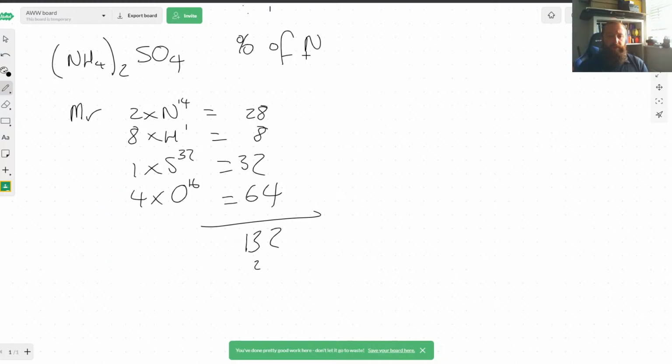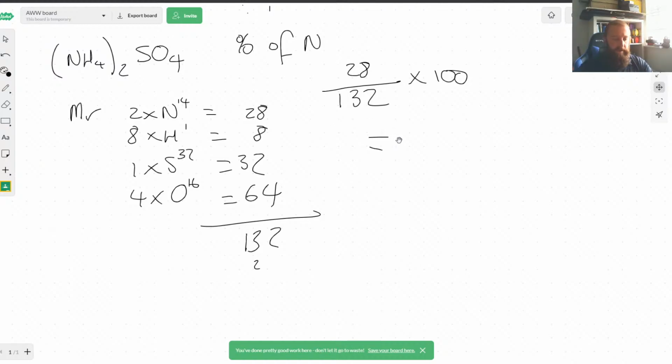Okay, so we want to work out the percentage of nitrogen. So we've got 28 divided by 132 times 100. 21.2%.